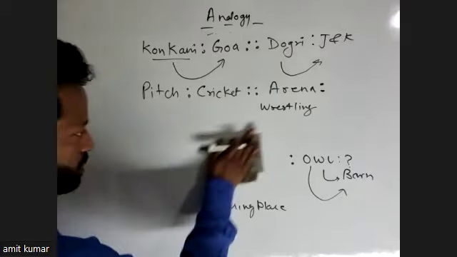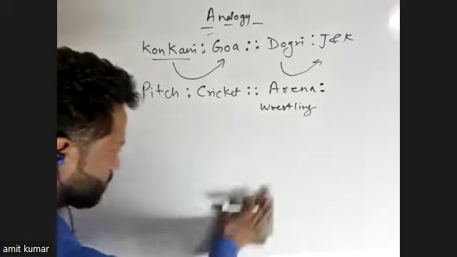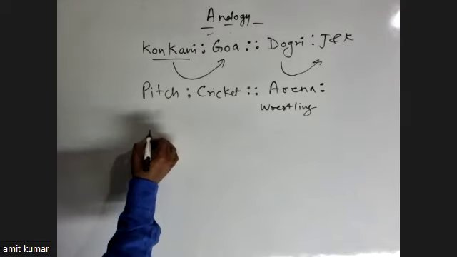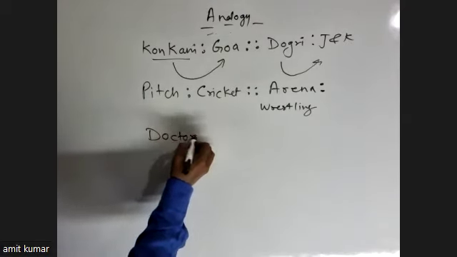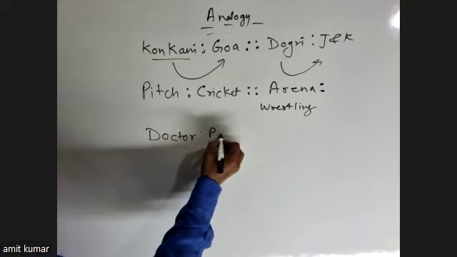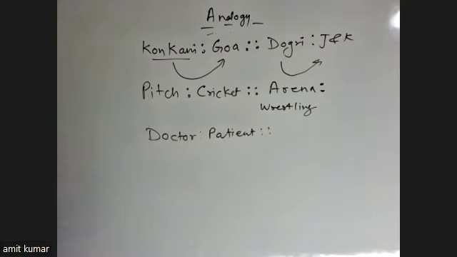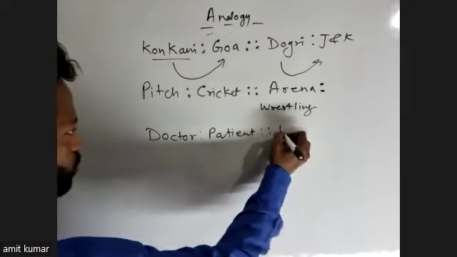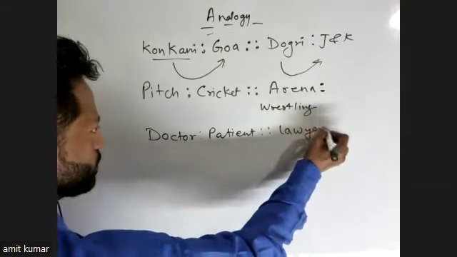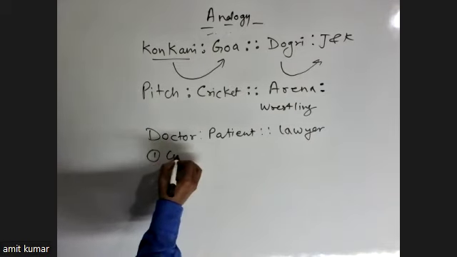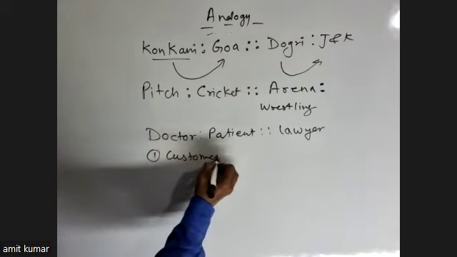These are a few basics that are based on the GK that we must know. नेक्स्ट देखते हैं बेटा। नेक्स्ट वाला बहुत इजी है। डॉक्टर पेशेंट से कैसे रिलेटेड होता है? Similarly, lawyer is related to what? We will have four options. First, customer. In the exam, we will have four options.